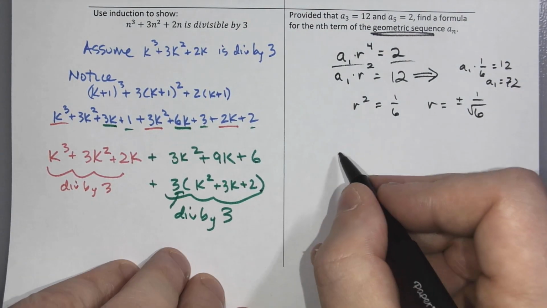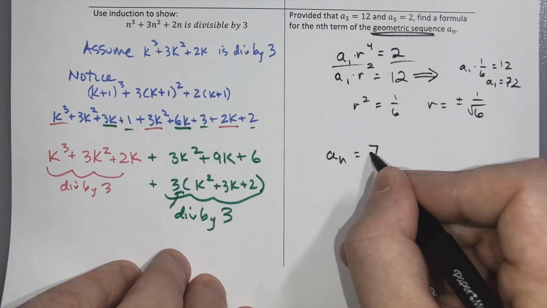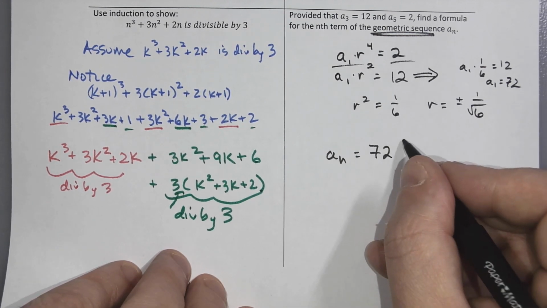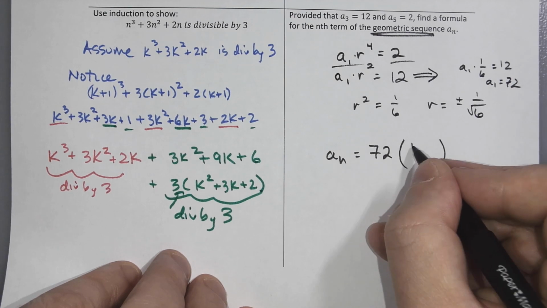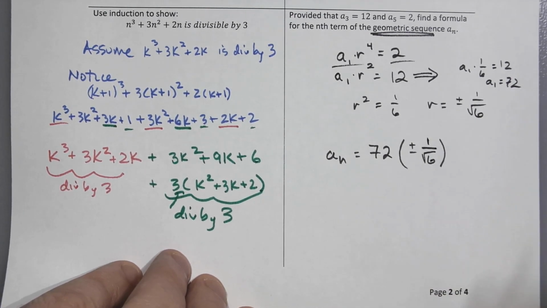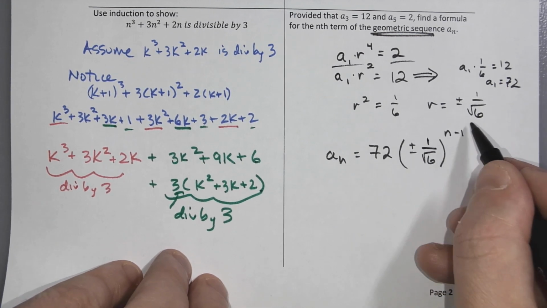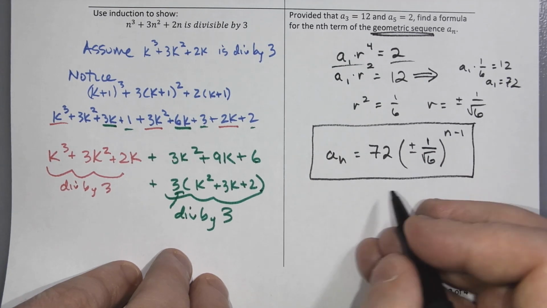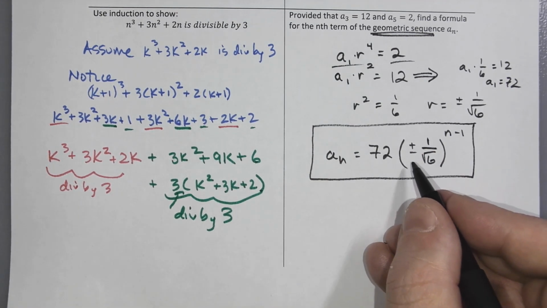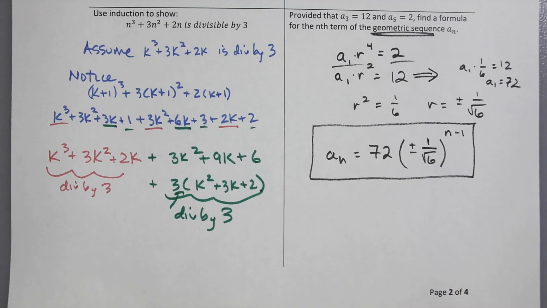So my nth term, a sub n, would be equal to the first term, 72, multiplied by the common ratio, which could be either plus or minus 1 over radical 6. So there's actually two different answers to this one. And that would be raised to the power of n minus 1. So when writing this up, I would probably write 1 with the plus, 1 with the minus, as opposed to using this. This is definitely a non-standard notation.